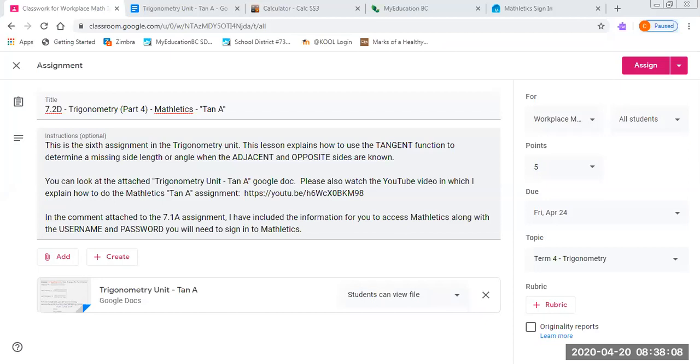Today we're going to be looking at how to use the tangent function. So far we have looked at the sine function and the cosine function, and today is the last of the three trigonometric functions, called the tan function. The assignment that you're going to be seeing is 7.2D, Trigonometry Part 4, Mathletics, and we're going to be looking at how to do the Mathletics assignment called tan A. So let's get into this.